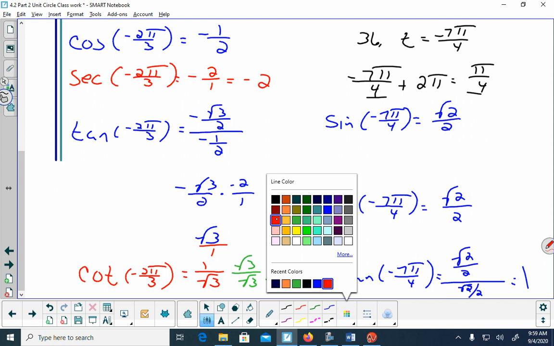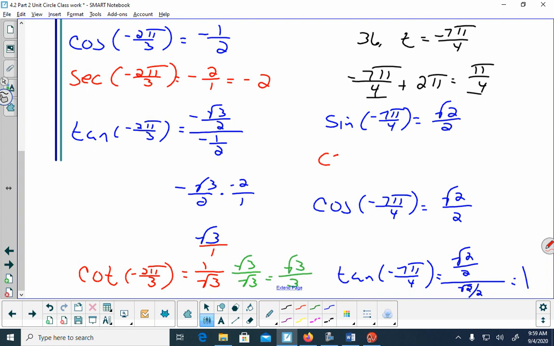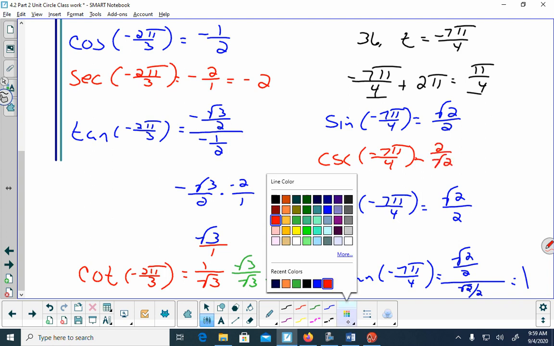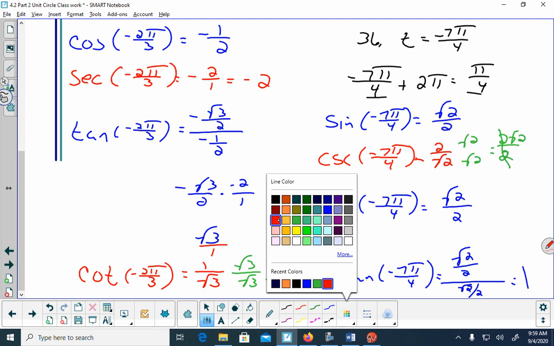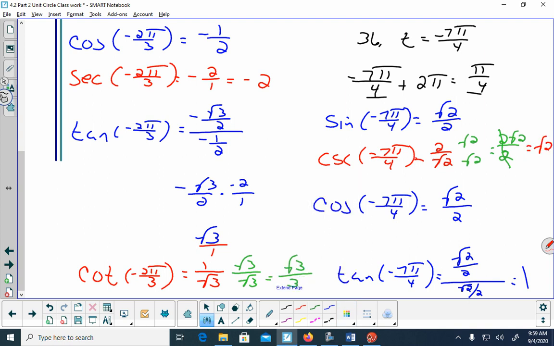The reciprocal of sine is cosecant. So the cosecant of negative 7 pi over 4, I'm going to take this and flip it, so it's 2 over the square root of 2. Don't like the fact that I have that radical in the denominator, so I'm going to multiply by the square root of 2 over the square root of 2. I end up with 2 times the square root of 2 over 2. And then the 2's will simplify, so my final answer is just going to be the square root of 2.